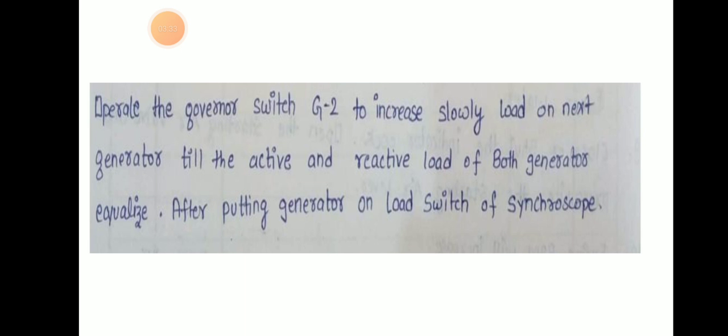What we have to ensure is that we operate the governor switch of generator number 2 and slowly increase the speed, and ensure that the active and reactive load of both generators are equalizing. So the load sharing should be done. After ensuring that, we switch off the synchronoscope. This is what we noted during the paralleling operation of two generators.